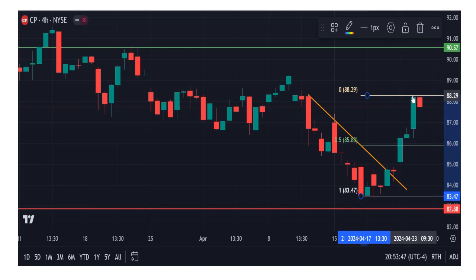Don't expect this to work every single time, but it's frankly astonishing how frequently that extension will show the next zone, the next area where a flip or reversal signal is likely to occur.